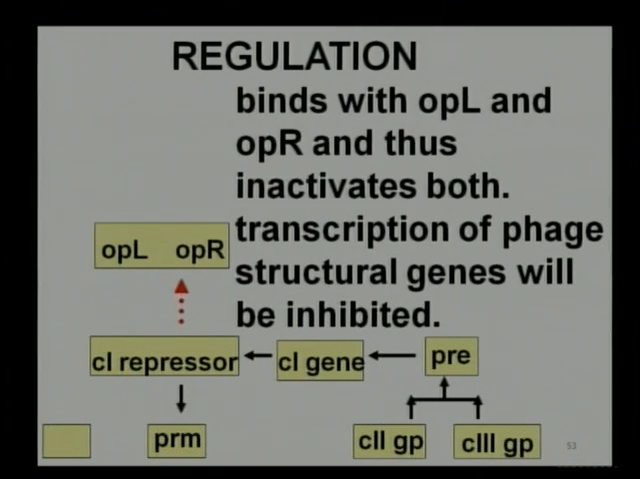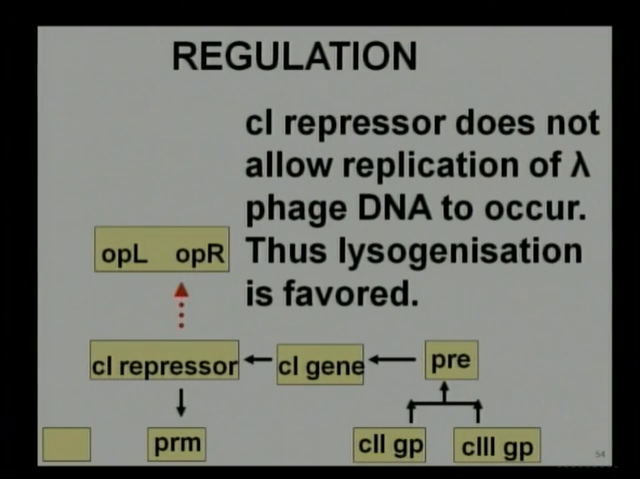The second function of the C1 repressor is that it binds with the operator promoter left and operator promoter right, and thus it inactivates both these promoters. So this will stop the transcription of phage structural genes. That is, the transcription of the phage structural genes will be inhibited. So the C1 repressor does not allow the replication of the lambda phage DNA to occur. This favors the lysogenization. So that is how the C1 repressor has a very profound effect on the lysogenization.